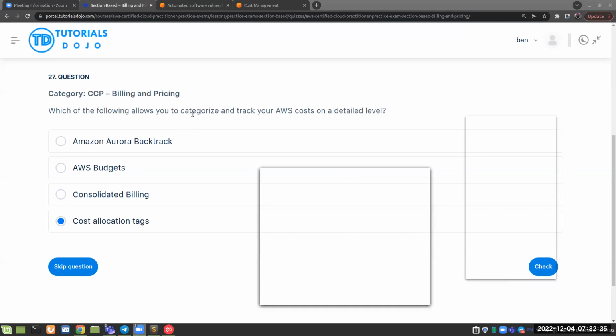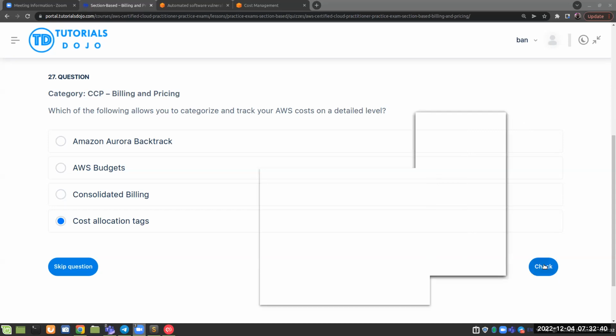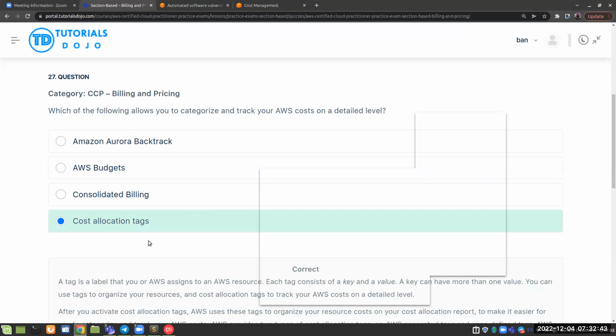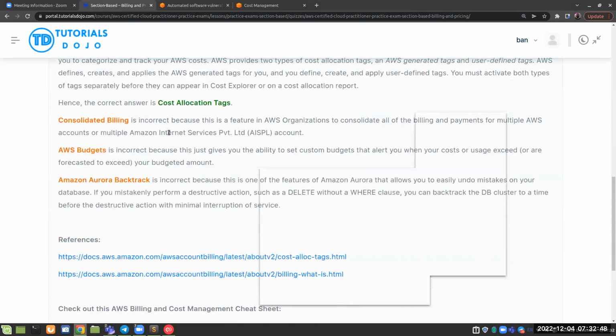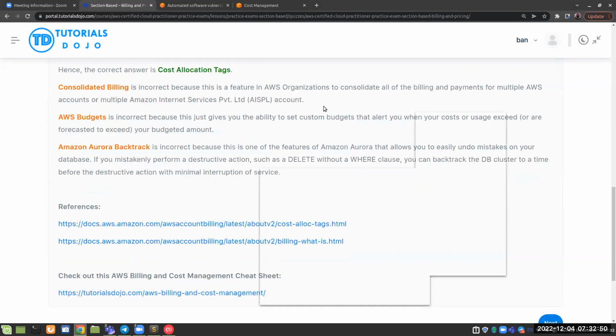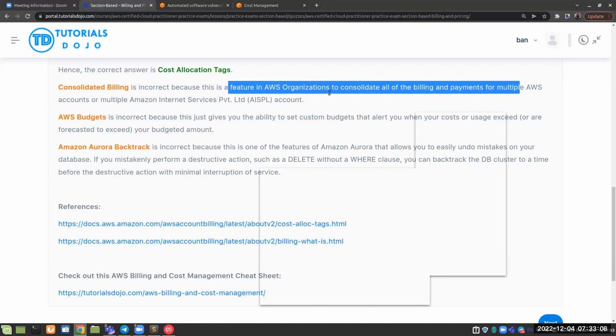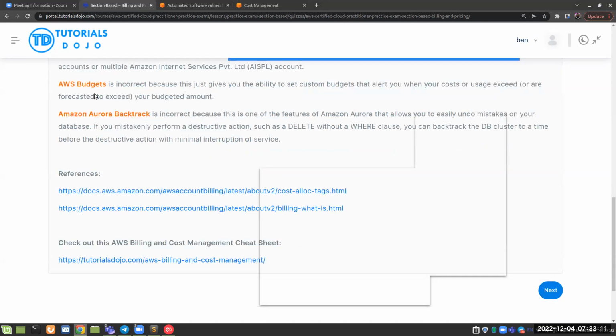Remember, it's going to allow you to categorize and track your AWS cost to a detailed level, right? So let's see what that is. It's cost allocation tax. But what's consolidated billing? It's just a feature in AWS Organizations to consolidate all the billing and payments for multiple AWS accounts. So consolidated billing is a feature to consolidate all of your billing. Budgets, we have just reviewed that.